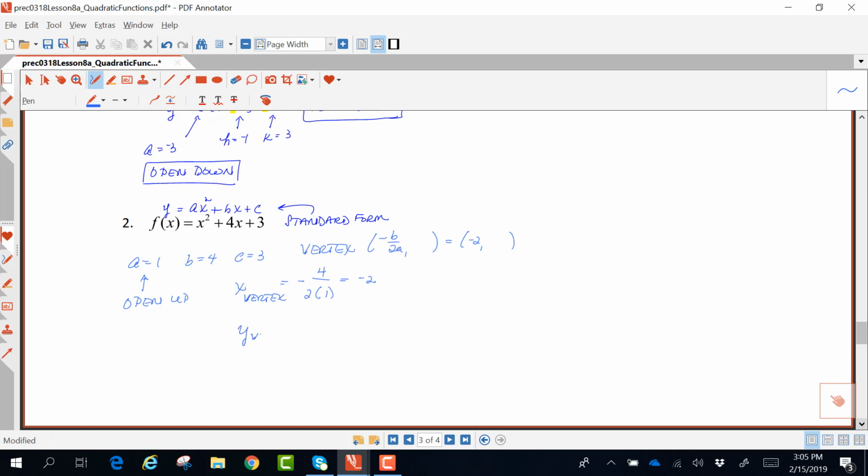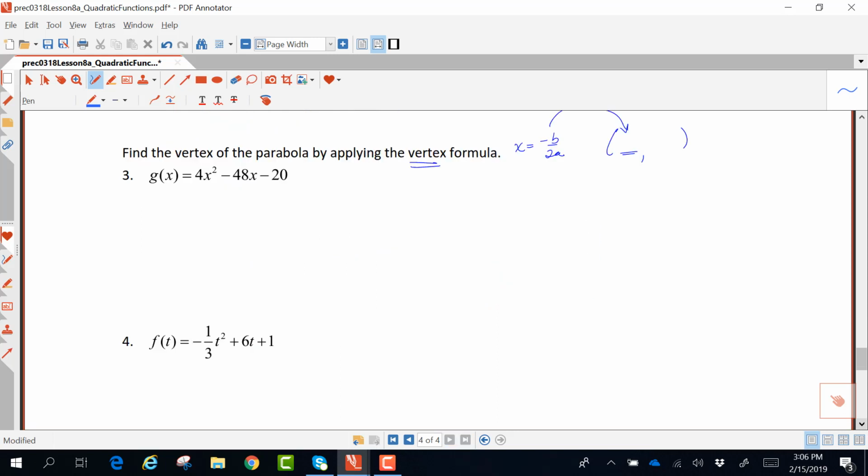To find the y value of the vertex, I take that x value of -2 and plug it back into the equation, x squared plus 4x plus 3. So this will be -2 squared plus 4 times -2 plus 3, which is 4 plus -8, which is -4, plus 3, which is -1. This is the y value of the vertex. So to find the vertex from standard form, you need to memorize the -b over 2a as the x value of the vertex. Let's go ahead and move to the next topic.